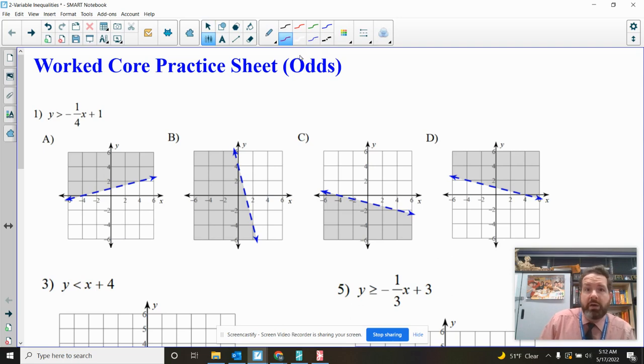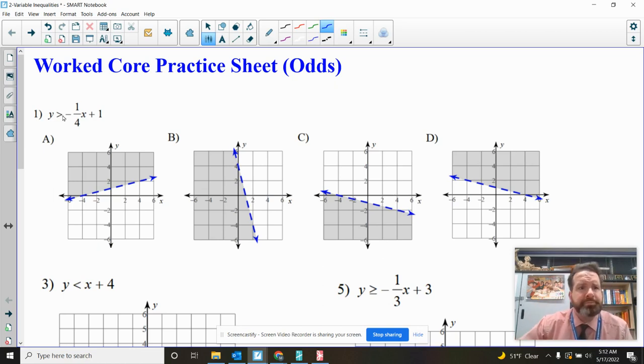First, I know that in the inequality, it's just a greater than. So there's no little equal bar underneath. That means my line is going to be dashed. As I look through here, okay, they're all dashed, so that doesn't help narrow it down. But if one of them had been a solid line, we can eliminate that as a choice.